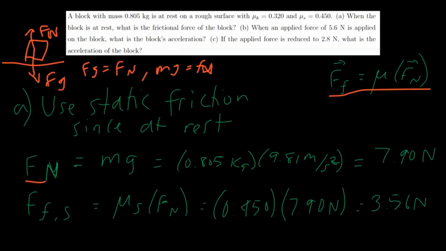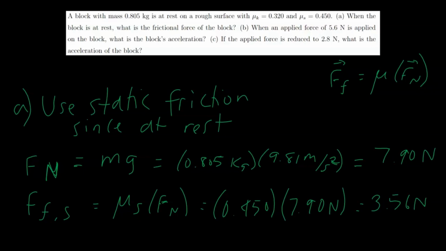So that's that. And so the normal force we have is the mass 0.805 times gravity 9.81, which is 7.90 newtons. And the force due to static friction here is mu of s, which is 0.450 times the normal force 7.9. We arrive at an answer of 3.56 newtons. That is the frictional force of the object.